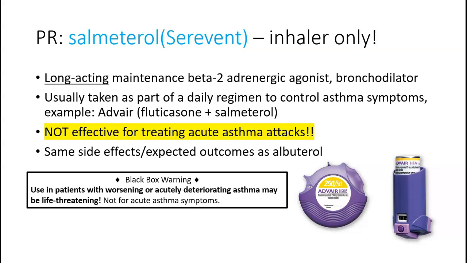This works for more long-term control. And actually, if you take this, again, you'll have to use less of your albuterol because this should control bronchodilation and really help with that over the long term, meaning over 12 hours or so. It's usually taken as part of a daily regimen. And I put up here Advair. Advair is a really common drug that a lot of people with asthma take. And it's a combination of fluticasone and salmeterol. And there's different concentrations of it. So 250-50 has to do with how much steroid versus how much beta-2 agonist.